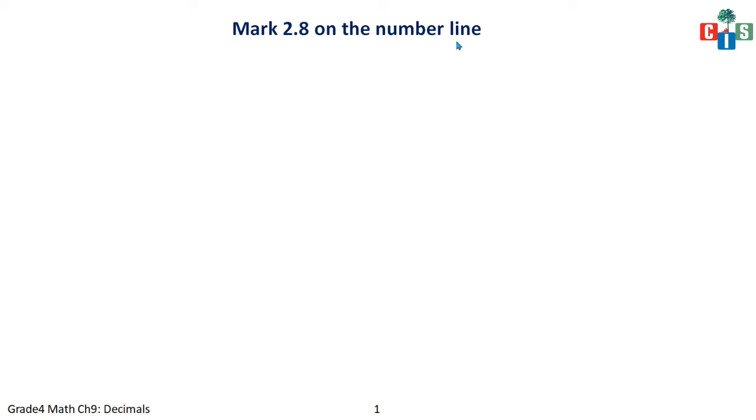Kids, a number line is similar to the ruler you have. The ruler starts from 0, 1, 2, 3, 4 till 12, or sorry, 15 you have. But the number line goes on and on. It is a line, so it will go on and on. There is no last point. Fine, so you have to mark 2.8 on the number line.